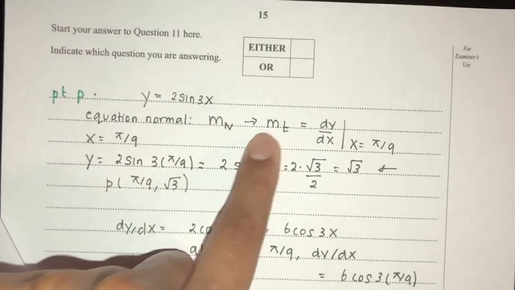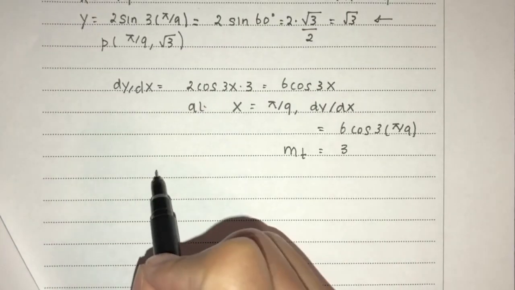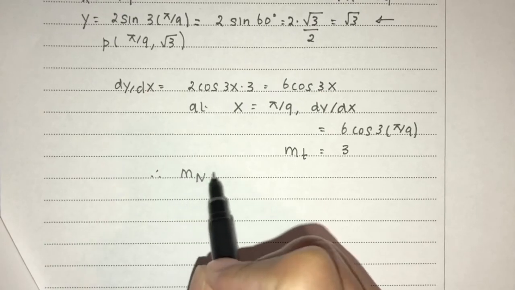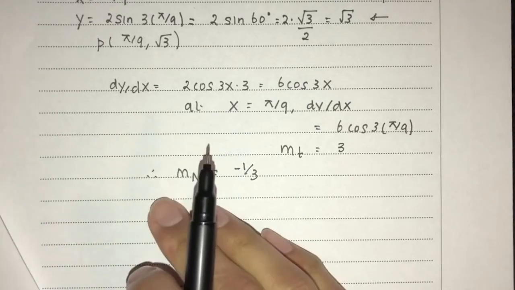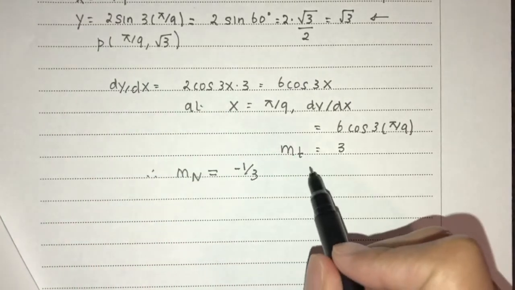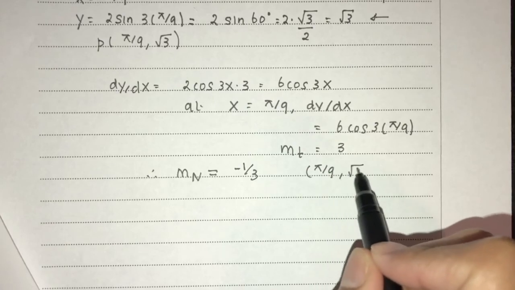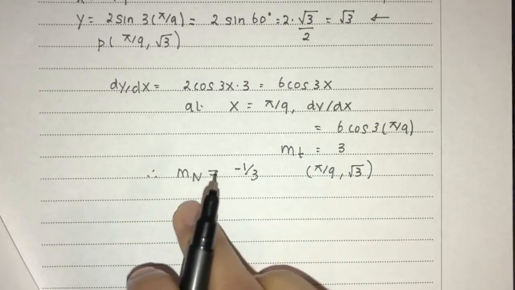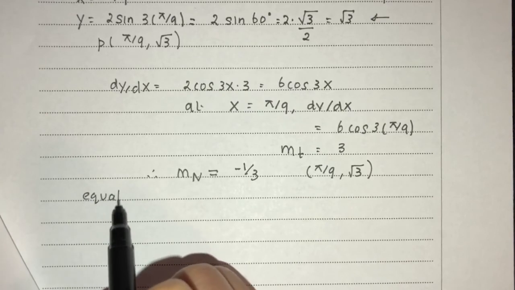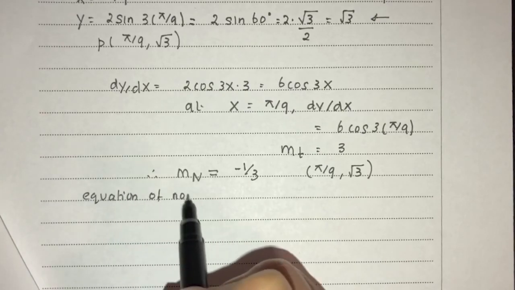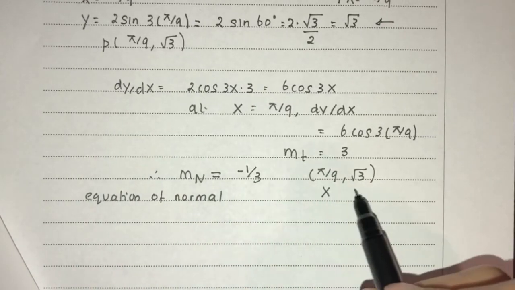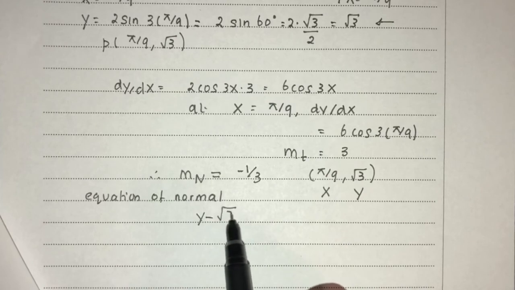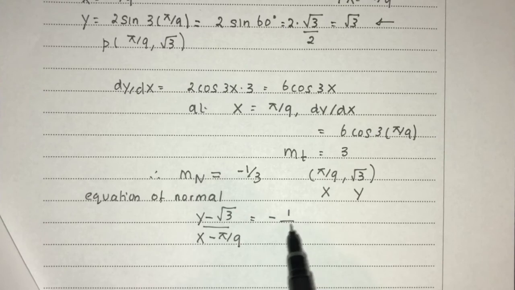So from this we can find the gradient of the normal. From this we have the gradient of the normal equal to minus 1 over 3. So now since we have the gradient already, we can use the point that we just found, pi over 9 and root 3. Since we know the gradient and the point, we can find the equation. This is your x, this is your y. So y minus root 3 over x minus pi by 9 is equal to minus 1 over 3.